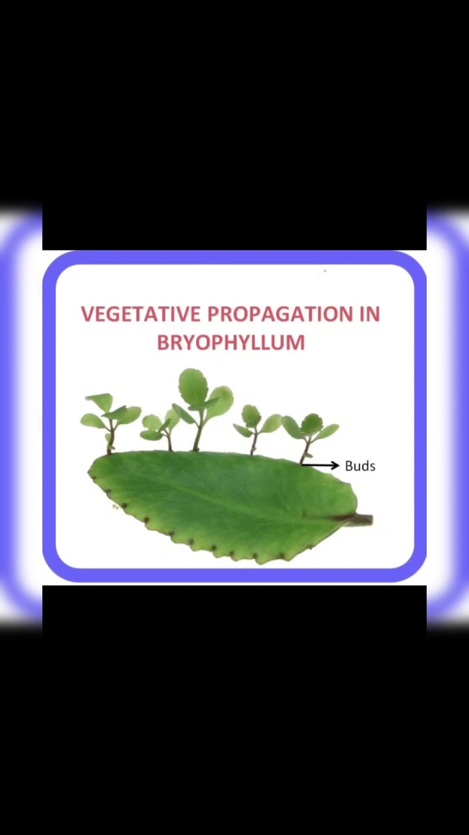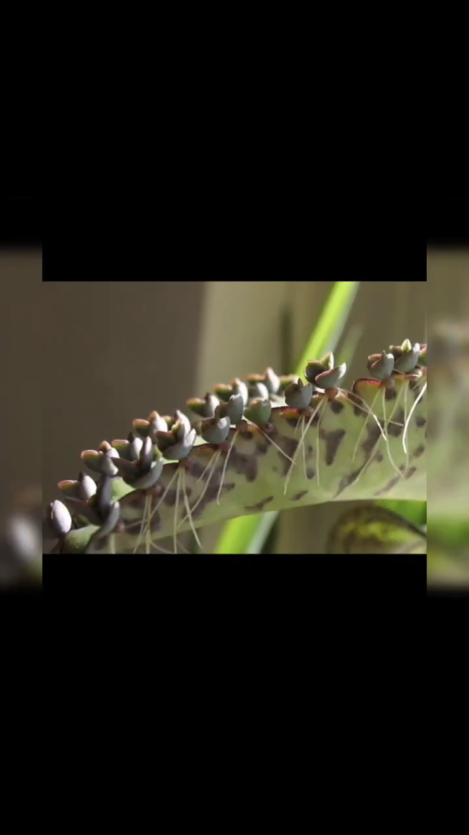Here you can have a view of some of the other species of Bryophyllum. Vegetative propagation takes place in Bryophyllum with the help of buds. These buds are nothing but baby plants. When these baby plants are growing, on the lower side we can observe the roots becoming bigger and bigger, and when it gets the soil it starts developing into an independent plant.